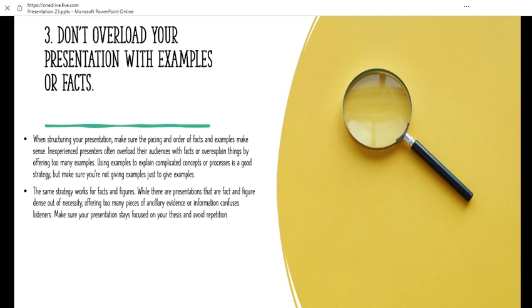The same strategy works for facts and figures also. While there are presentations that are fact and figure dense out of necessity, offering too many pieces of ancillary evidence or information confuses listeners. Make sure your presentation stays focused on your thesis and avoid repetition.